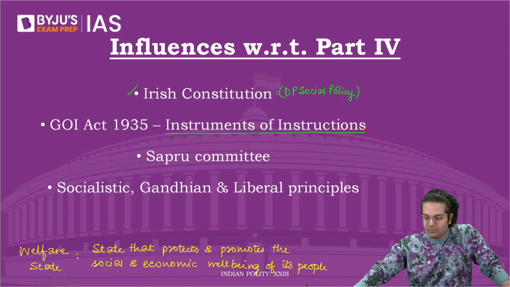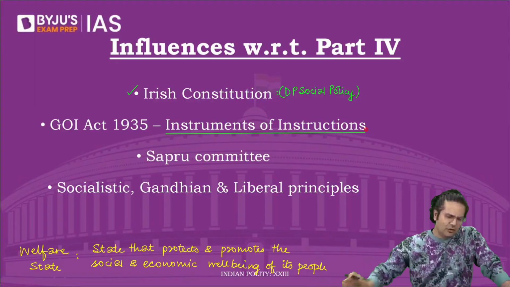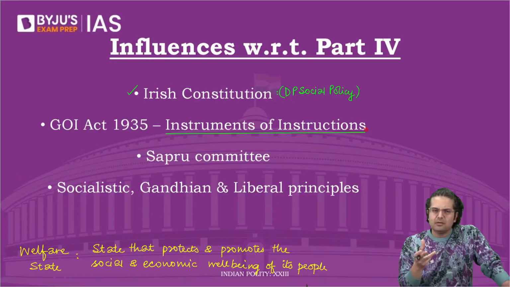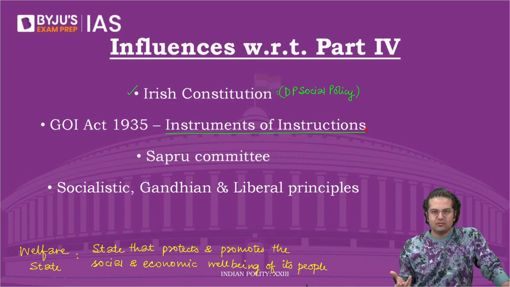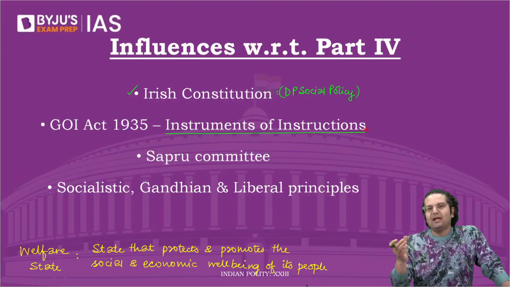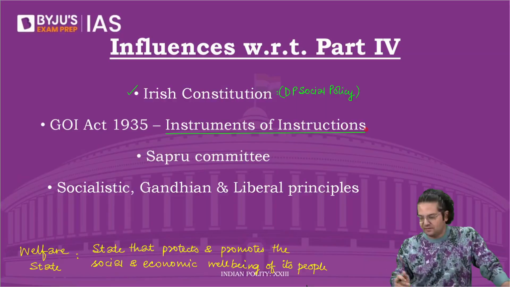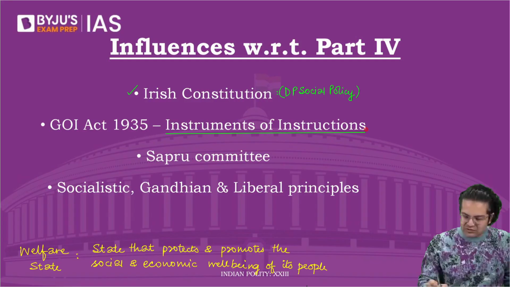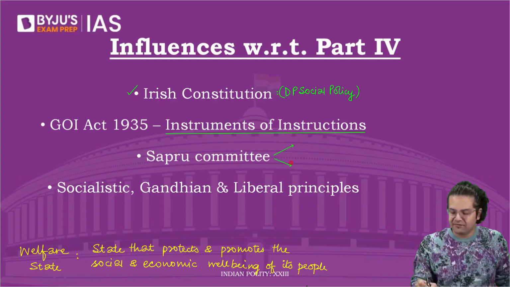The Sapru Committee report. Sir Tej Bahadur Sapru was the leader of the Liberal Party. And he said that whenever any country provides for some rights to people, the rights can be of two kinds. One, those rights which are things that can be taken to court. We call them justiciable rights. And there should also be some of those rights which should be some kind of directive for the government.